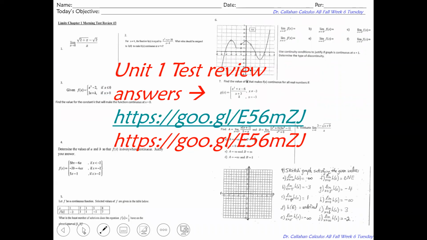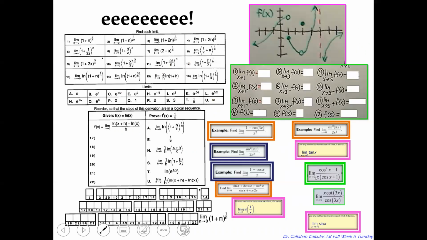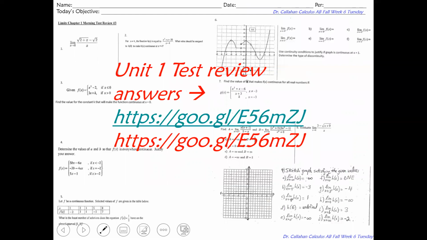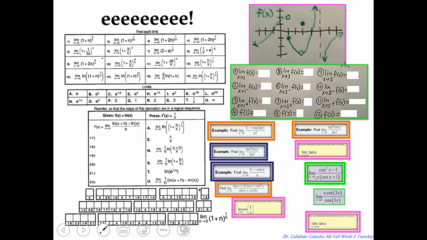So for your notes today, it is essentially just a review of Unit 1. You should take a look at week 6, Tuesday. This is the first review. All your answers are going to be on this link right here, capital E, capital Z, capital J, and I have my work shown on this link as well.